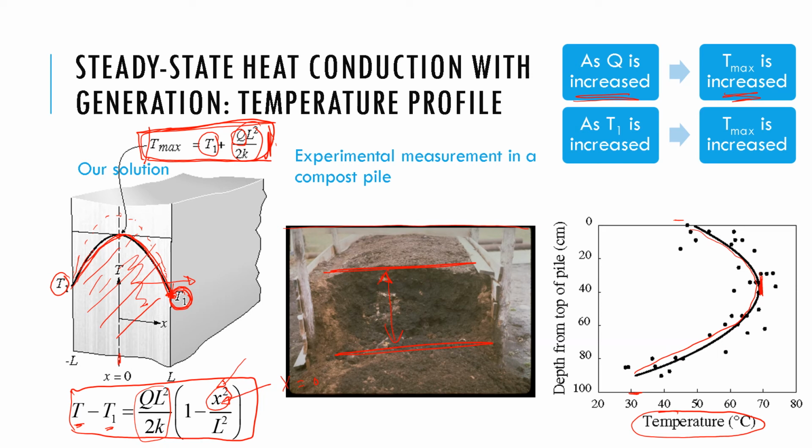So if T1 is increased, then again, Tmax has to increase so that it maintains the same gradient from the surface, so that it can release the same amount of heat. When T1 is increased, Q is kept constant, so the amount of heat generation is constant. If the same amount of heat has to be released, then if T1 is increased, Tmax would also have to increase, so that between these two points we maintain the same gradient, qualitatively speaking.